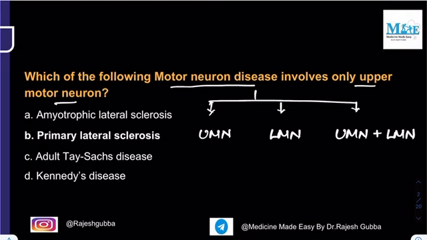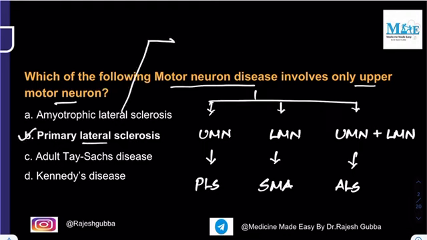The disease where there is only involvement of the upper motor neuron is primary lateral sclerosis. The condition where there is only lower motor neuron involvement includes spinal muscular atrophy. And the condition where there is involvement of both upper as well as lower motor neuron is amyotrophic lateral sclerosis. So the answer to this question is primary lateral sclerosis, whereas in amyotrophic lateral sclerosis, both upper as well as lower motor neurons are involved.